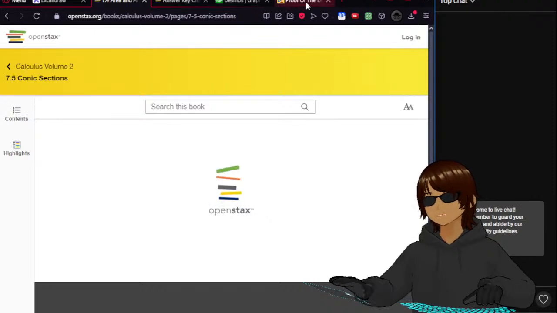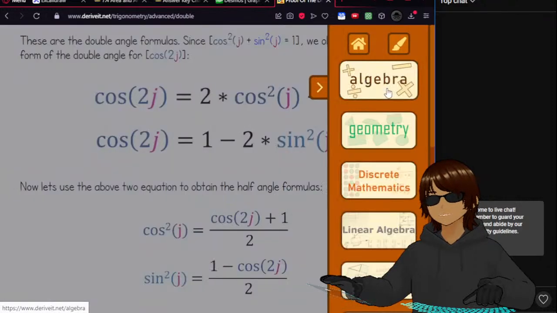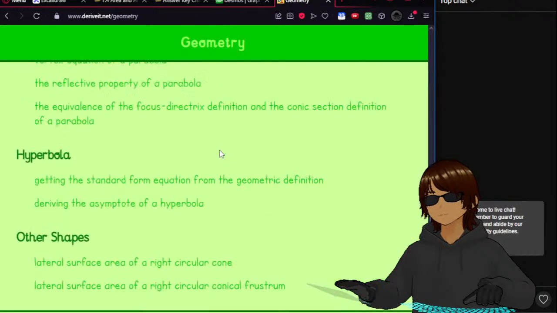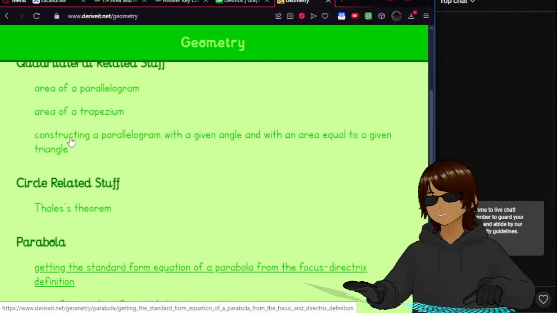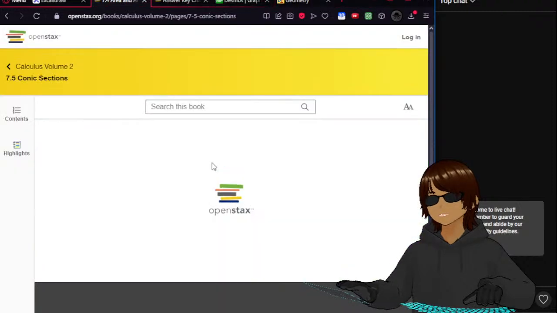Okay, conic sections. I did some studying about conic sections. Algebra, geometry. And I wrote certain things about parabola and hyperbola. So I hope some things are familiar.